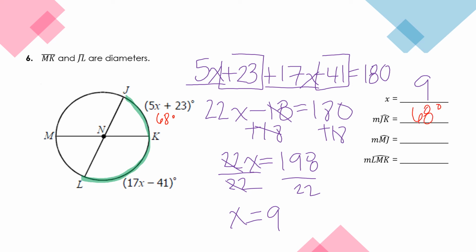To find KL, you can do it one of two ways. I'm going to plug it in just to check. You could also do 180 minus 68, but let's say you made a mistake finding x. If you do that, then you're still going to have a mistake. So if I do 17 times 9 and then subtract 41, it gives me 112. And now I know that I did this right because 68 and 112 do add to equal 180.